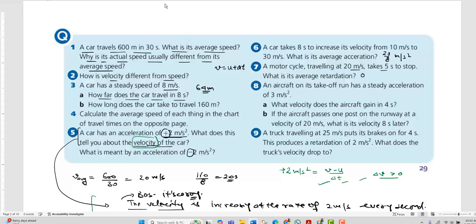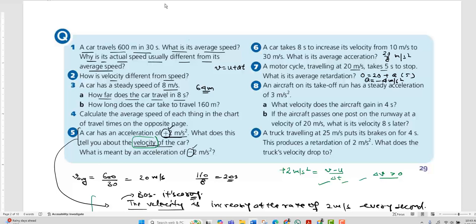Final velocity is 0. Initial is 20. He is asking us to calculate the acceleration, and the time taken is 5. So acceleration would be minus 4 meters per second square. Right? Because there is a negative sign, we will say retardation. In your syllabus, positive and negative mean acceleration and retardation. So in that sense, plus means speeding up, negative means slowing down.